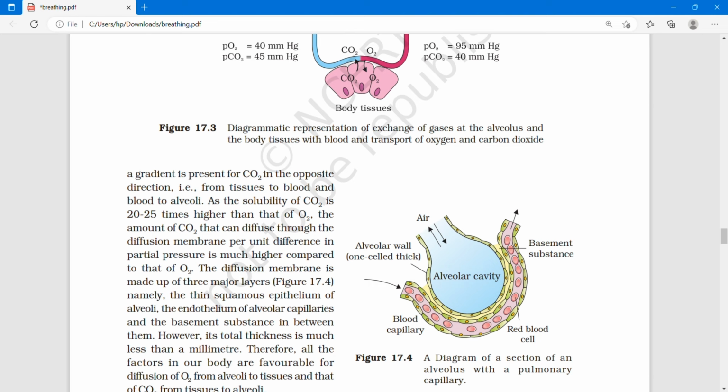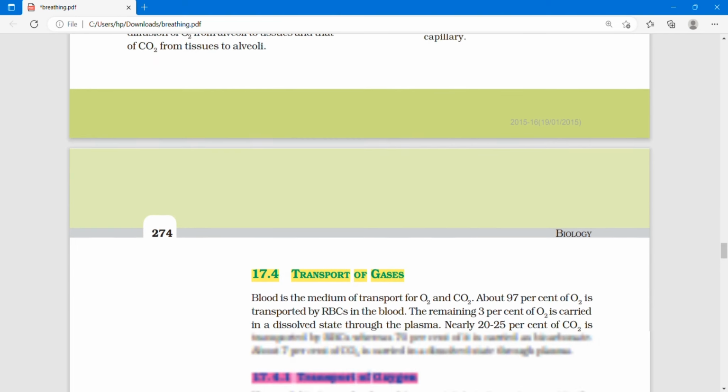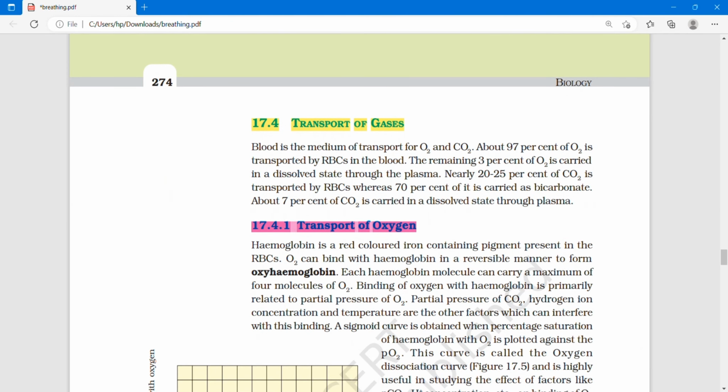However, its total thickness is much less than a millimeter. Therefore, all the factors in our body are favorable for diffusion of O2 from alveoli to tissues and that of CO2 from the tissue to alveoli. And next topic is transport of gases.